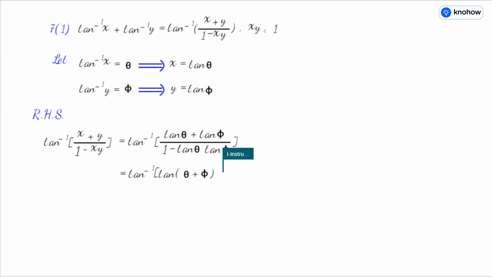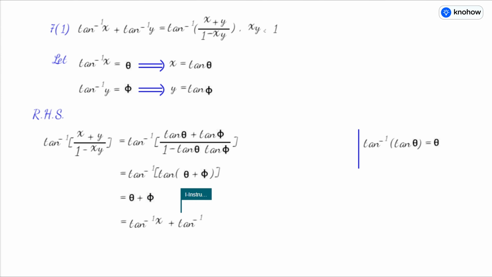And just some time before, you have done a property that tan inverse of tan theta is theta only. So using that property, that tan inverse of tan theta is theta, this gives you theta plus phi. And as per our assumption, what was theta? Theta is tan inverse x. And what is phi? It is tan inverse y. And hence the result, that is tan inverse of x plus tan inverse y equal to tan inverse of x plus y over 1 minus xy.